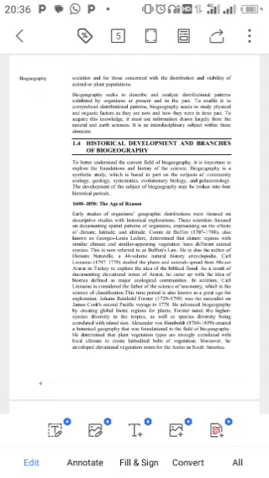Biogeography seeks to describe and analyze distributional patterns exhibited by organisms at present and in the past. To enable it to comprehend distributional patterns, biogeography needs to study physical and organic factors as they are now and how they were in time past. To acquire this knowledge, it must use information drawn largely from the natural and earth sciences. It is an interdisciplinary subject with these domains.